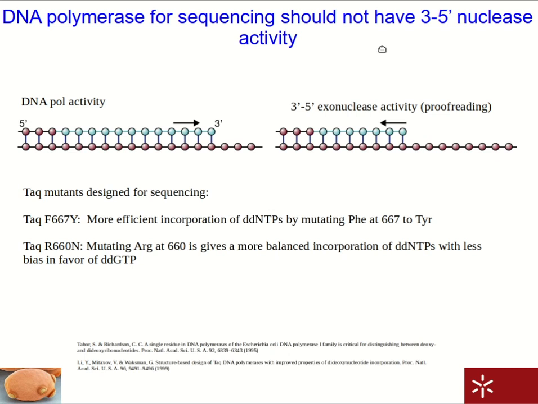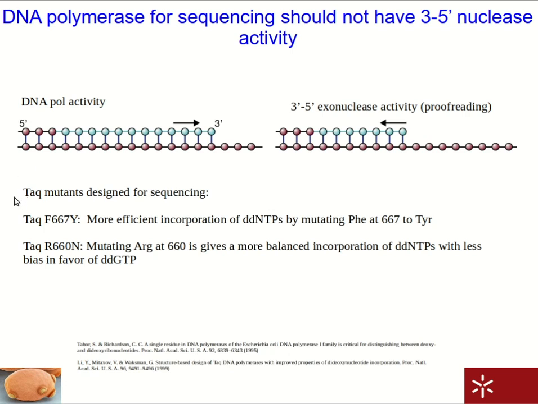Polymerase for sequencing should be carefully selected. In particular, we don't want 3 prime to 5 prime nuclease activity. We look at the normal activity of DNA polymerase, the synthesis of DNA 5 prime to 3 prime. There are also polymerases that can hydrolyze away the newly synthesized DNA 3 prime to 5 prime. We should not have this in the polymerase used for sequencing because the fluorescent label along with the ddNTP could be hydrolyzed away. Taq polymerase does not have this activity, so we can use that.